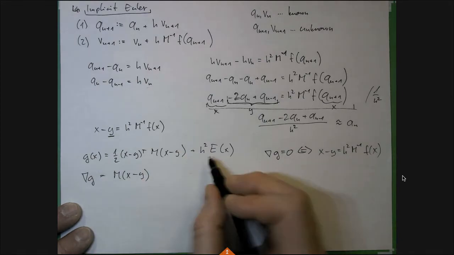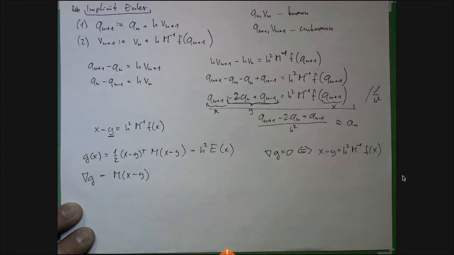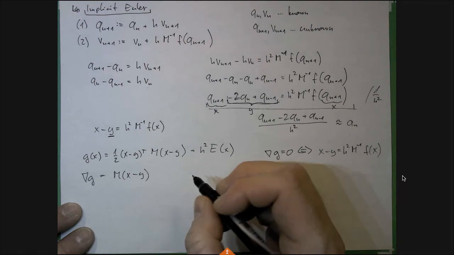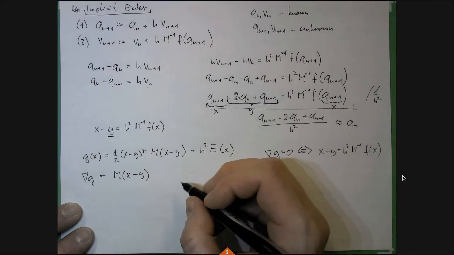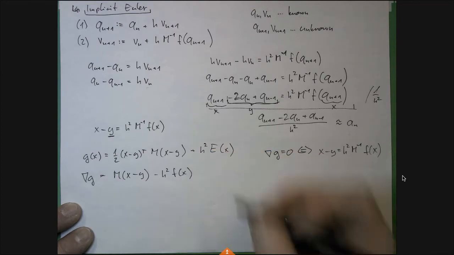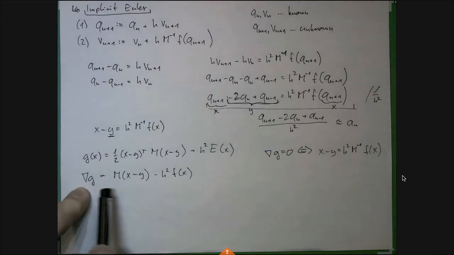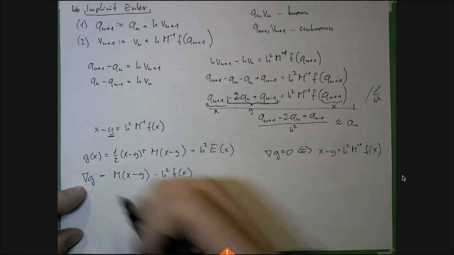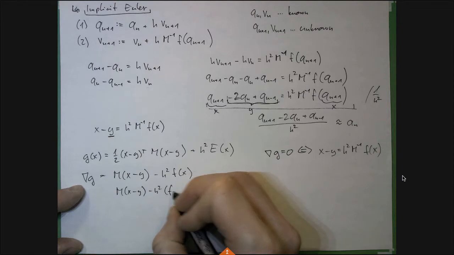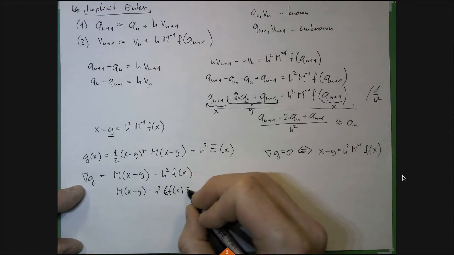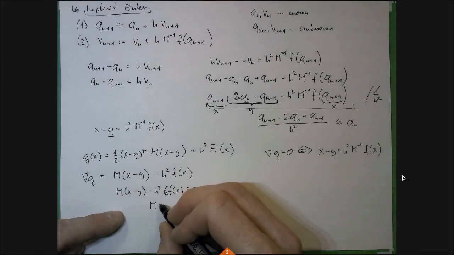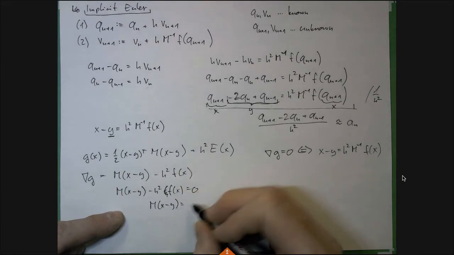And what do we get by differentiating the second term? The derivative of the potential is minus f of x, right? Minus h squared, exactly, f of x, right? So if I set this to 0, if I say the gradient must be 0, then what do I get? Well, let's try it. M(x minus y) minus h squared f of x equals 0. Well, that gives me, I need to put the mass matrix on the other side, but that's easy, right?